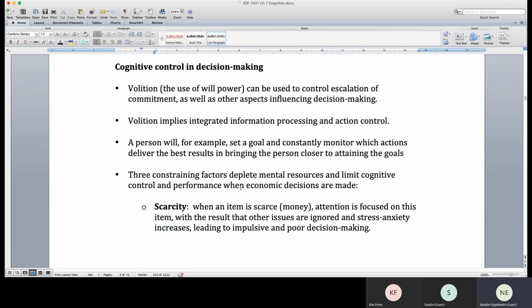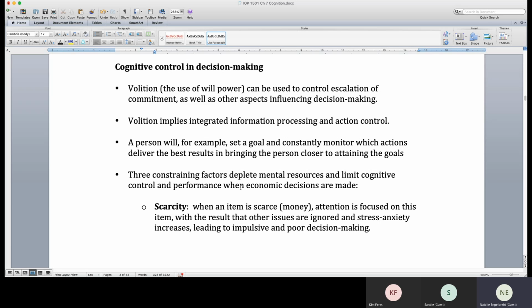Cognitive control in decision making. Do we have control in decision making? Of course we have control. The first one there is volition. On my own volition, I have done the following. Volition is the use of willpower.